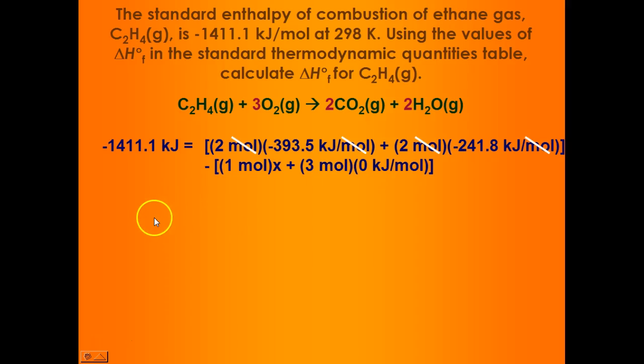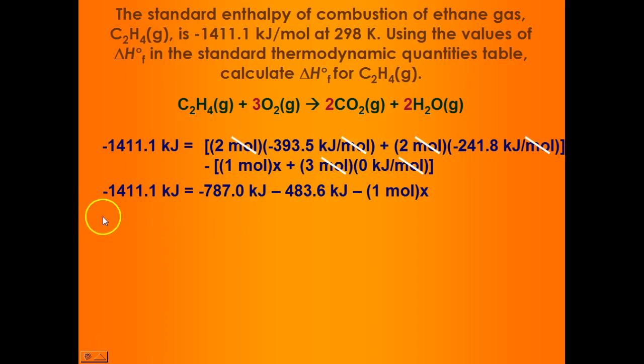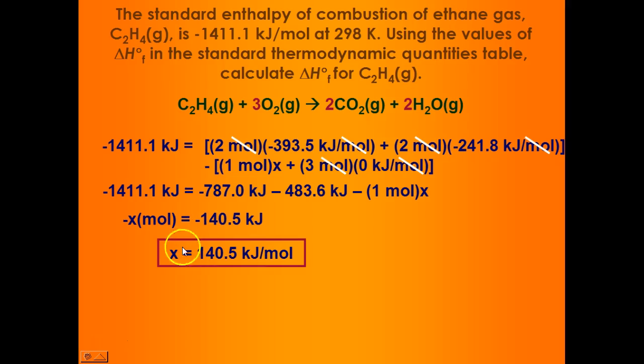This time I'm going to show you the math through because I want you to see how we get X. Negative 1411.1 kilojoules would equal 2 times the negative 393.5, negative 787.0 kilojoules, plus 2 times the negative 241.8, negative 483.6 kilojoules, minus 1 mole of X. So when I combine the constants together, I get that they should equal approximately negative 1270.6 kilojoules. So X is 140.5 kilojoules per mole. And that should get you through the last section for Unit 2, Part 3.